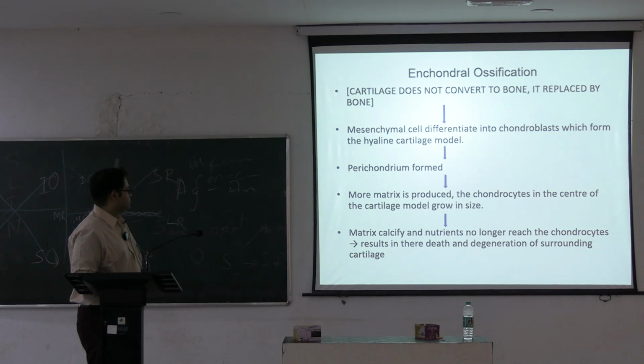So the chondroblast forms the hyaline cartilage model, and subsequently the perichondrium is formed. What is the perichondrium?